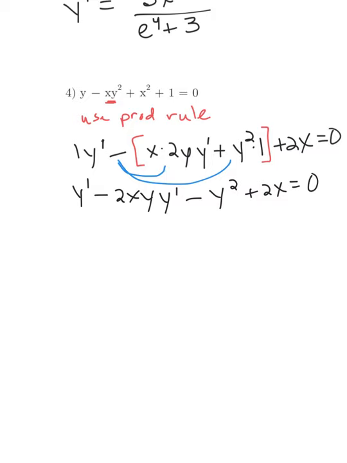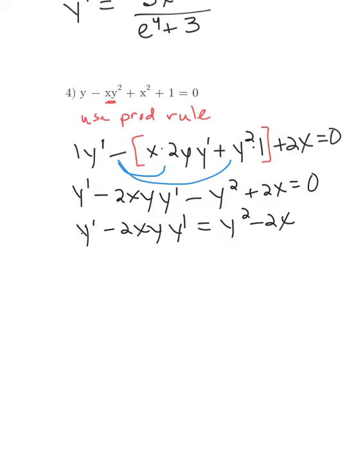We need to get the terms with the y primes, there are 2 of them, on one side and everything else on the other side. The y primes are already on the left, so I'm going to leave them on the left and move the other items to the right. So I would have y squared minus 2x in moving those to the right.